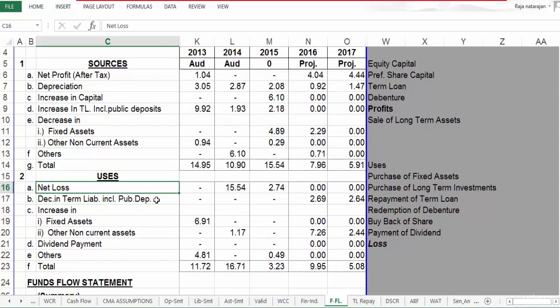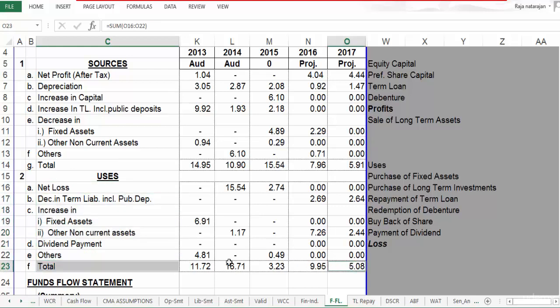Our format will first capture the net loss, if any, so that is considered the major use. Second, if the term loans are repaid, it will compare the current year and previous year position. If the term loan is coming down, it will be captured as repayment. Then it will compare the fixed assets. If fixed assets are increasing, it is a purchase, so it is a use. It will compare non-current assets. It will check whether there is any dividend payment. It will check for other movements. So all uses are captured.